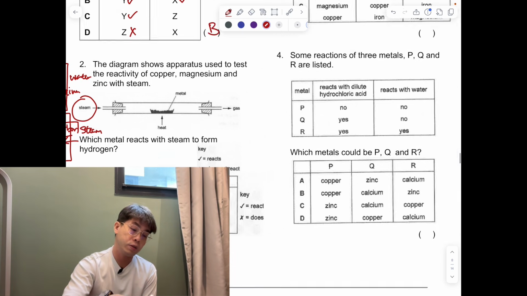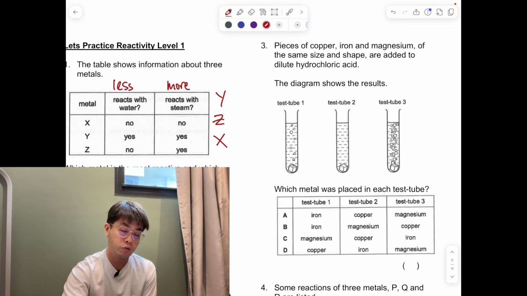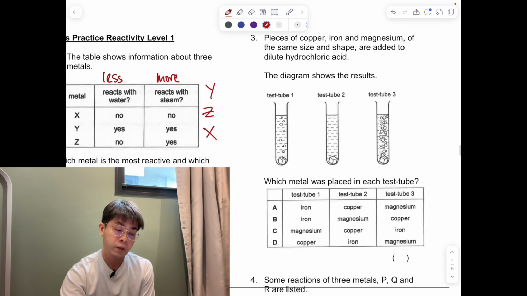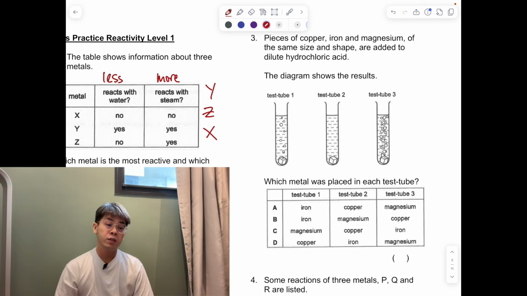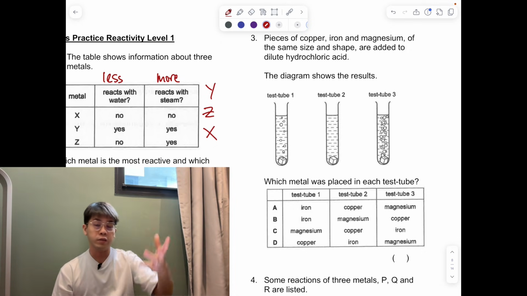Okay, let's look at question 3. For question 3, there are 3 pieces of copper, iron and magnesium, and we need to know what the results are.